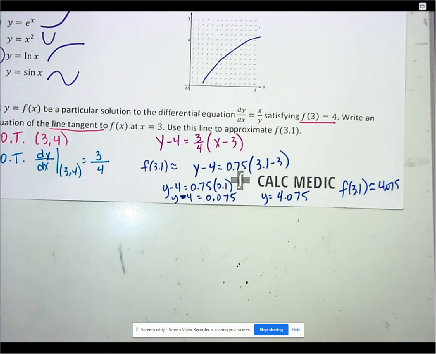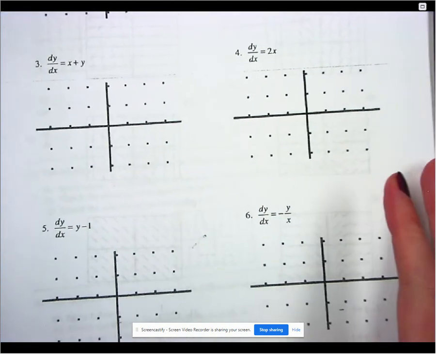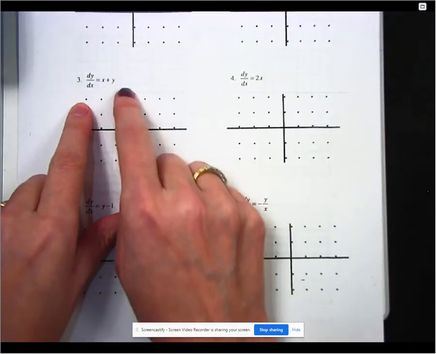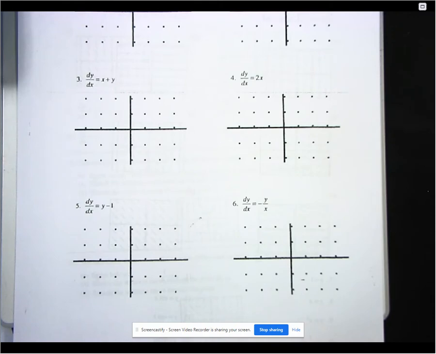All right, so your assignment is to do the slope field packet. There's quite a bit on here. The front is just drawing some slope fields, so plugging in the points for x and y and drawing your little slope.